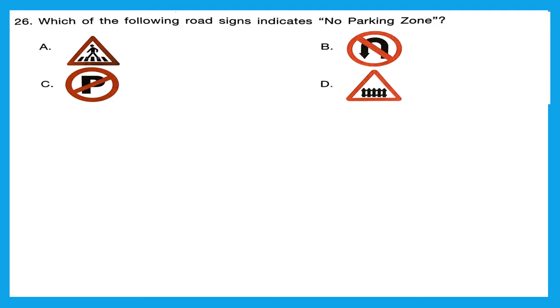Question 26. Which of the following road signs indicate no parking zone? Let's see all the options. Option A, it is a sign for the zebra crossing. Option B is no U-turn sign. Option C is actually no parking zone sign, which is our correct answer. And option D is the sign for the railway track. So our correct answer is option C.